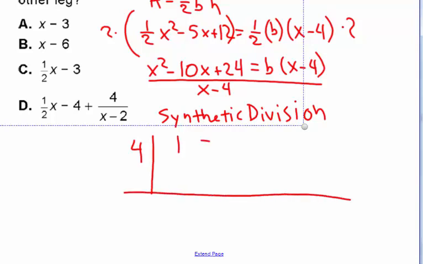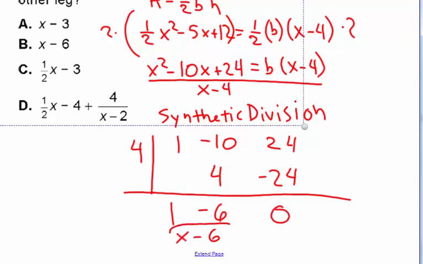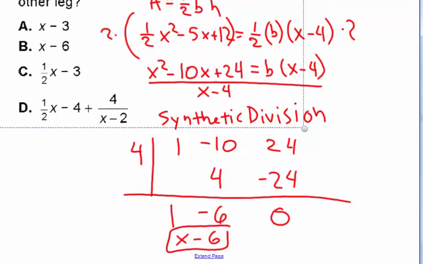We write our coefficients out, 1, -10, and 24. Remember, we just bring the first one down, then we multiply and add. So we get -6, multiply, 4 times -6, get -24, add, get 0. So we can see that this divides in evenly. So our answer would be x minus 6. Remember, we start with 1 power less. So the answer would be B.